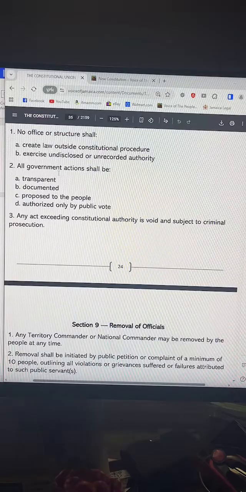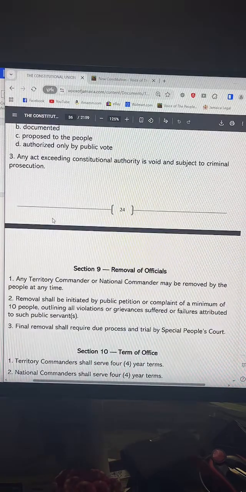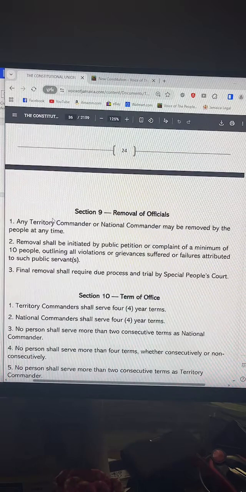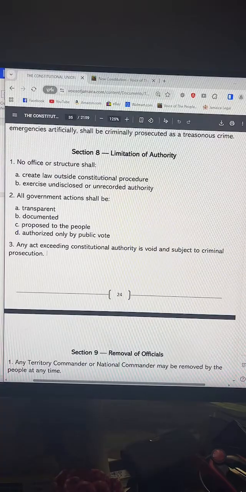Just like the police, if the police have information, they can execute their warrants or their lawful process where crime is alleged and they have evidence to prove that crime is happening in a certain area. All government actions shall be transparent, documented, proposed to the people, and authorized by public vote. And any action exceeding constitutional authority is void and subject to criminal prosecution. So again, the deterrent is there. If you don't have lawful authority, simply don't do it. If you do it, it is a guaranteed criminal prosecution. It's that simple.